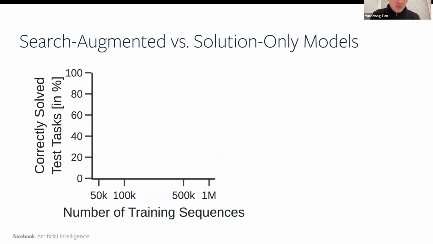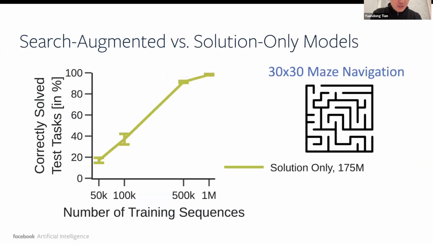Surprisingly, with this simple approach, you actually see very different scaling laws. For solution-only models, what you see is a regular scaling law curve. With more and more training samples, the performance is obviously going up, but pretty slowly. With 1 million training samples, you get very close to 100% accuracy, but with only 50K, you get very low accuracy.